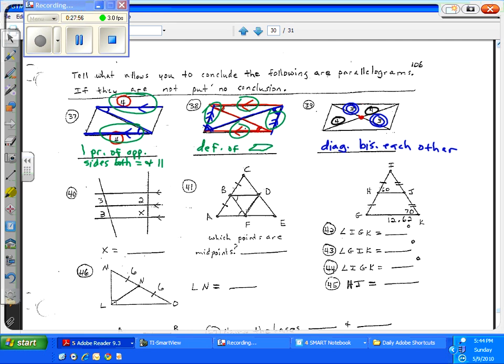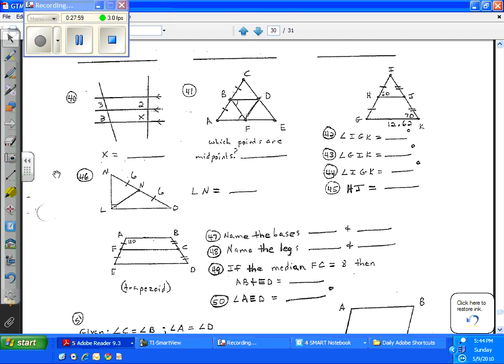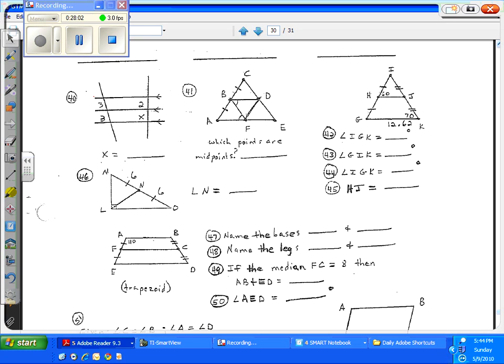And then we come to a series of theorems. The first one here, number 40, says if three parallel lines, we know they're parallel because of the arrow. If three parallel lines divide one transversal into two equal pieces, then they must divide every transversal that passes through there into equal pieces also, so x equals 2.